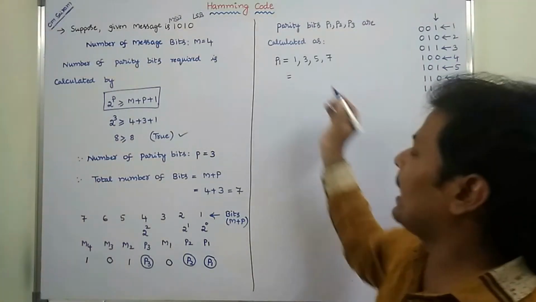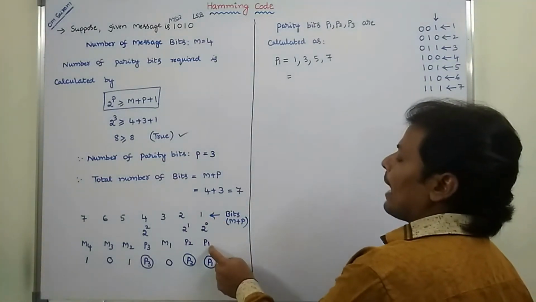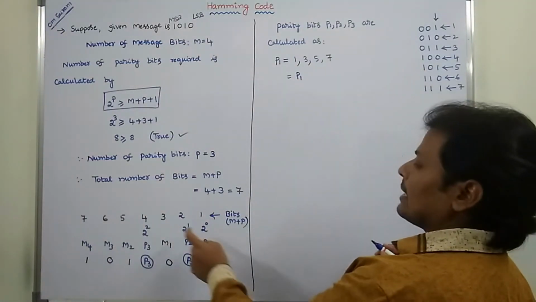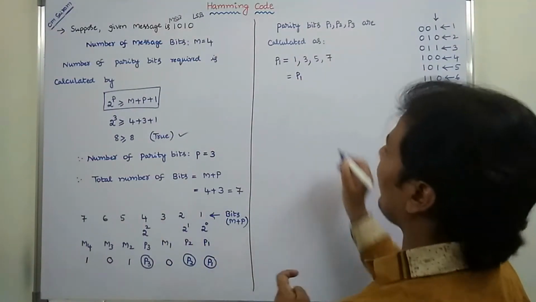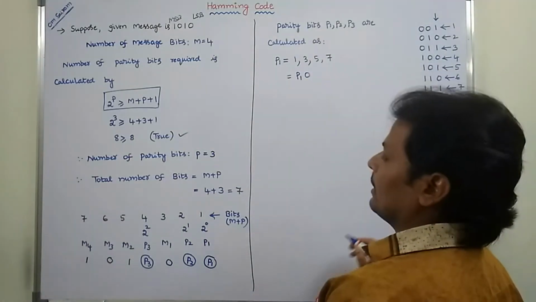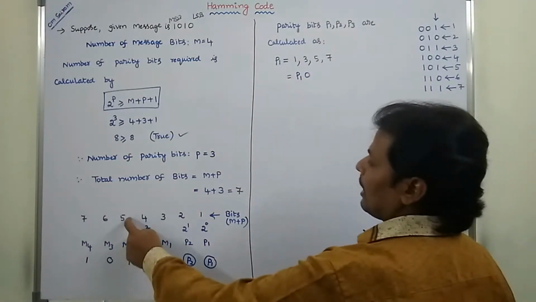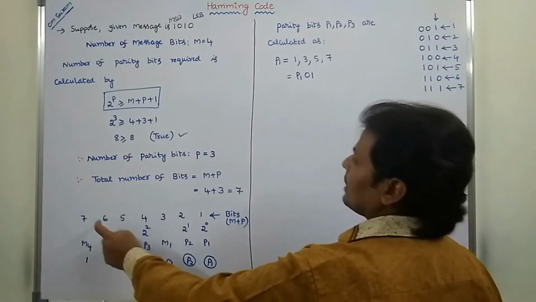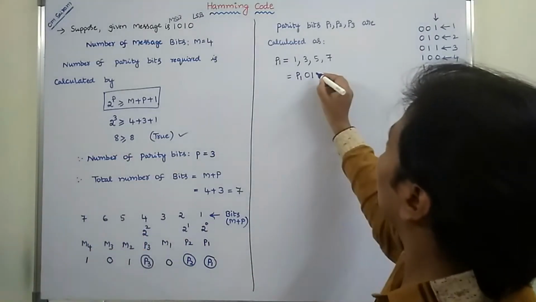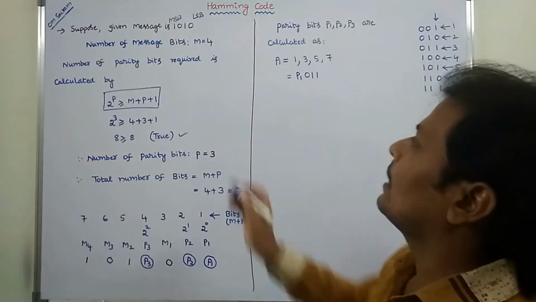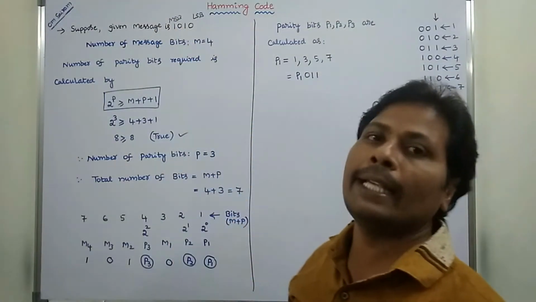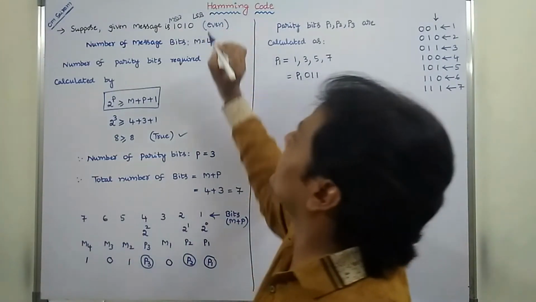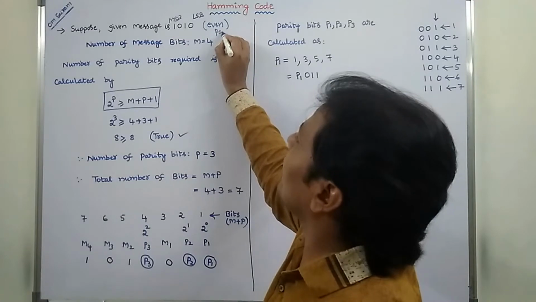So now at the 1st position, what is the value there? Here P1 is there. Next at the 3rd position, what is the value there? 0 is there. At the 5th position, what is the value there? That is 1. Next at the 7th position, what is the value there? That is 1. Suppose the given message is sent with even parity.